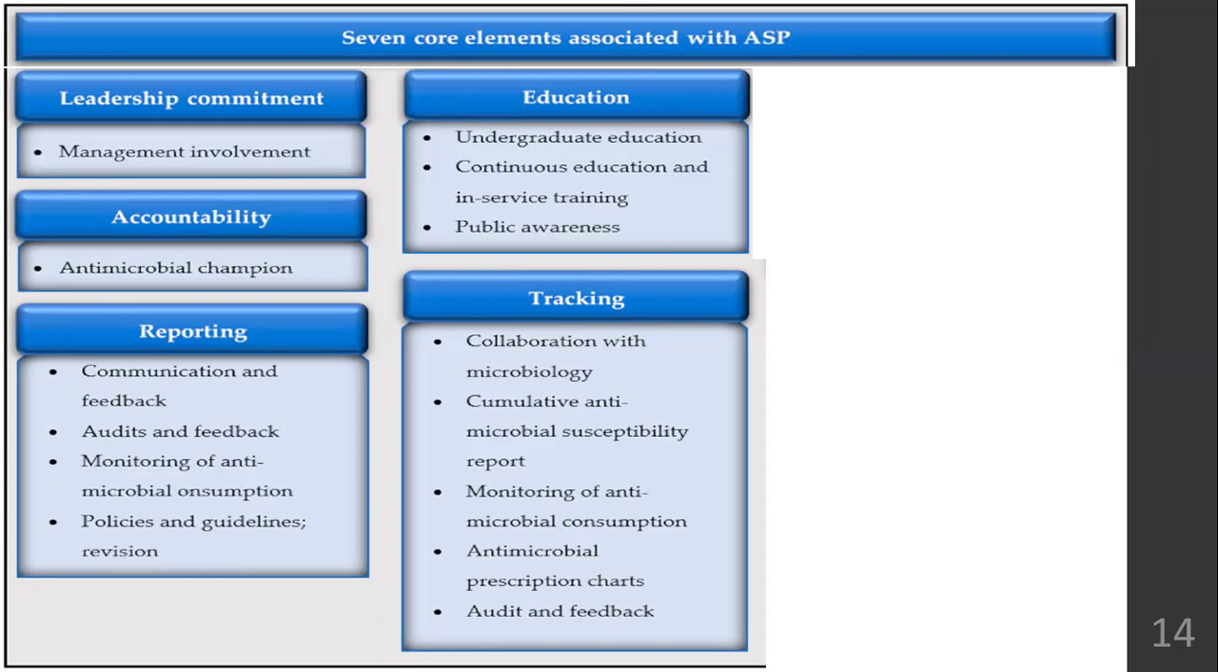So you have to collaborate with the microbiology department because they are the ones tracking the samples, and they have the data on the most common resistance you are facing in the hospital. A cumulative antimicrobial susceptibility report, on a weekly or monthly basis, week 1, week 2, week 3, showing who is susceptible to antimicrobial resistance. That report has to be submitted.